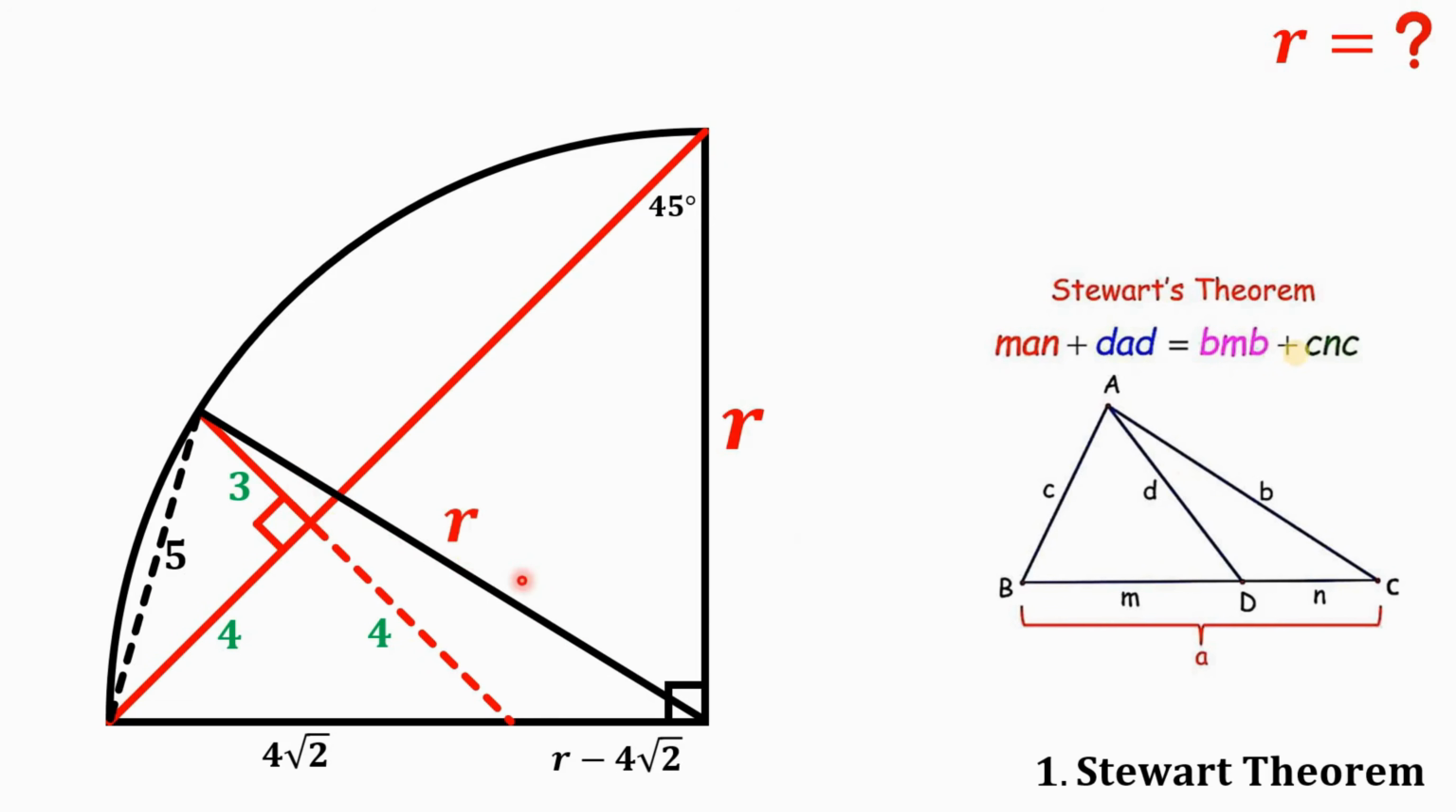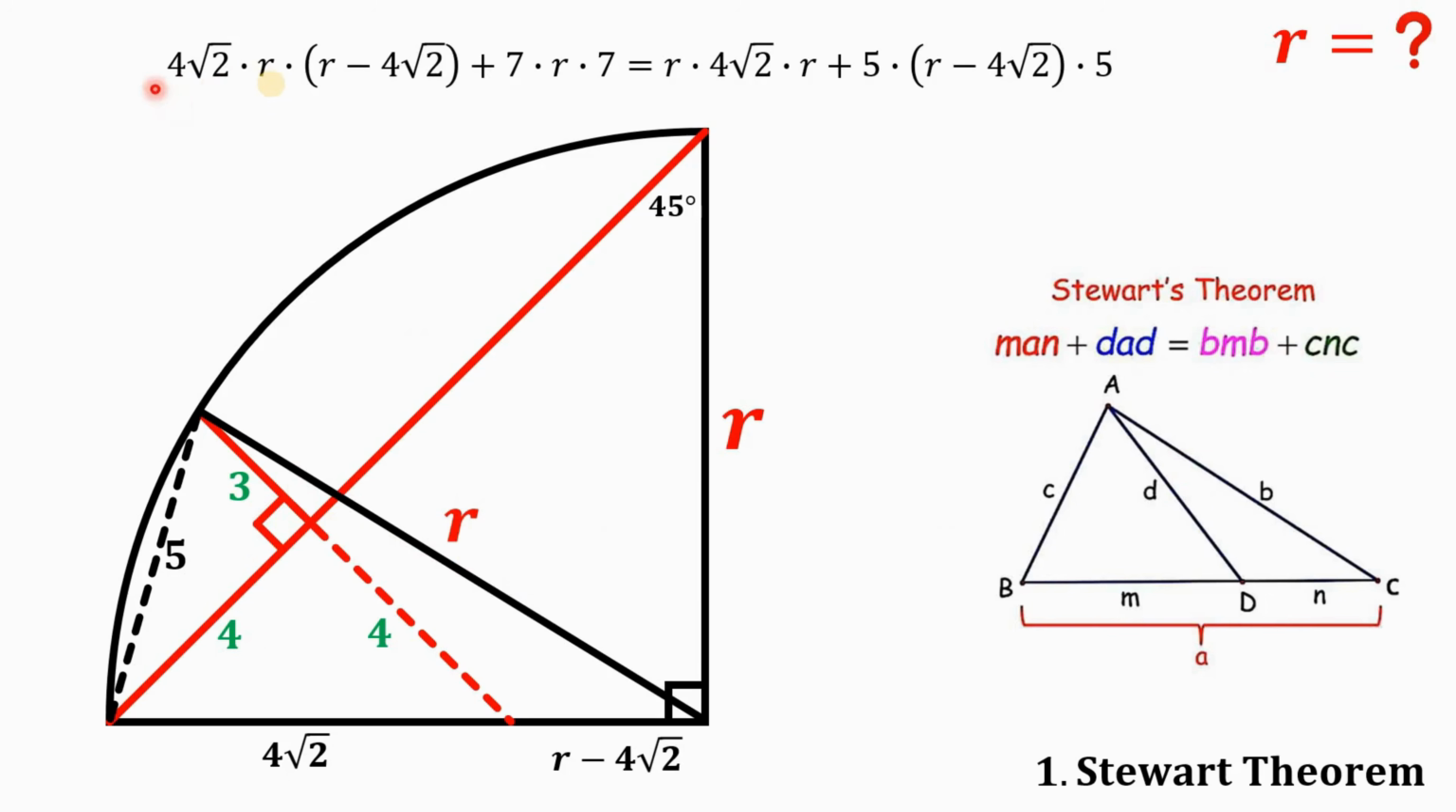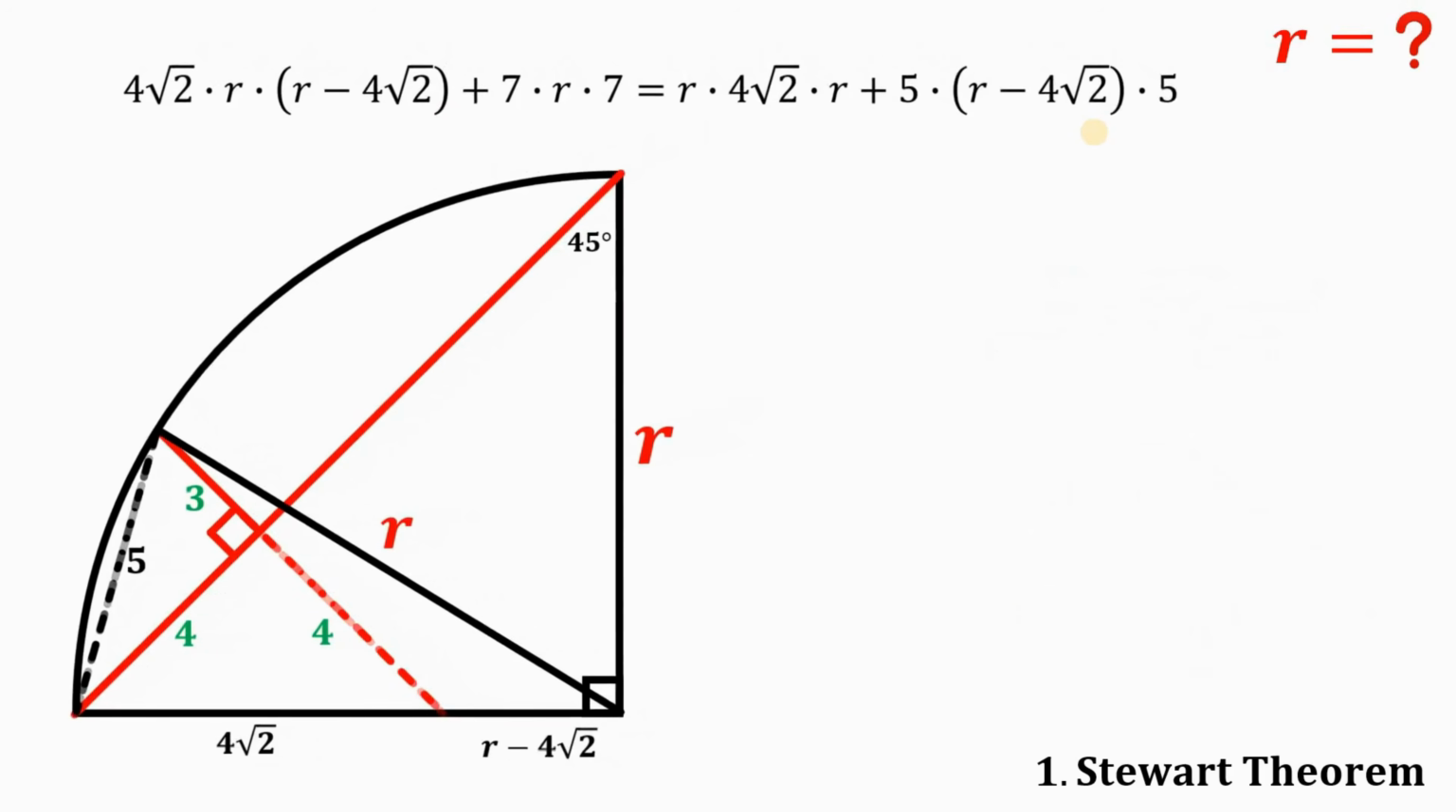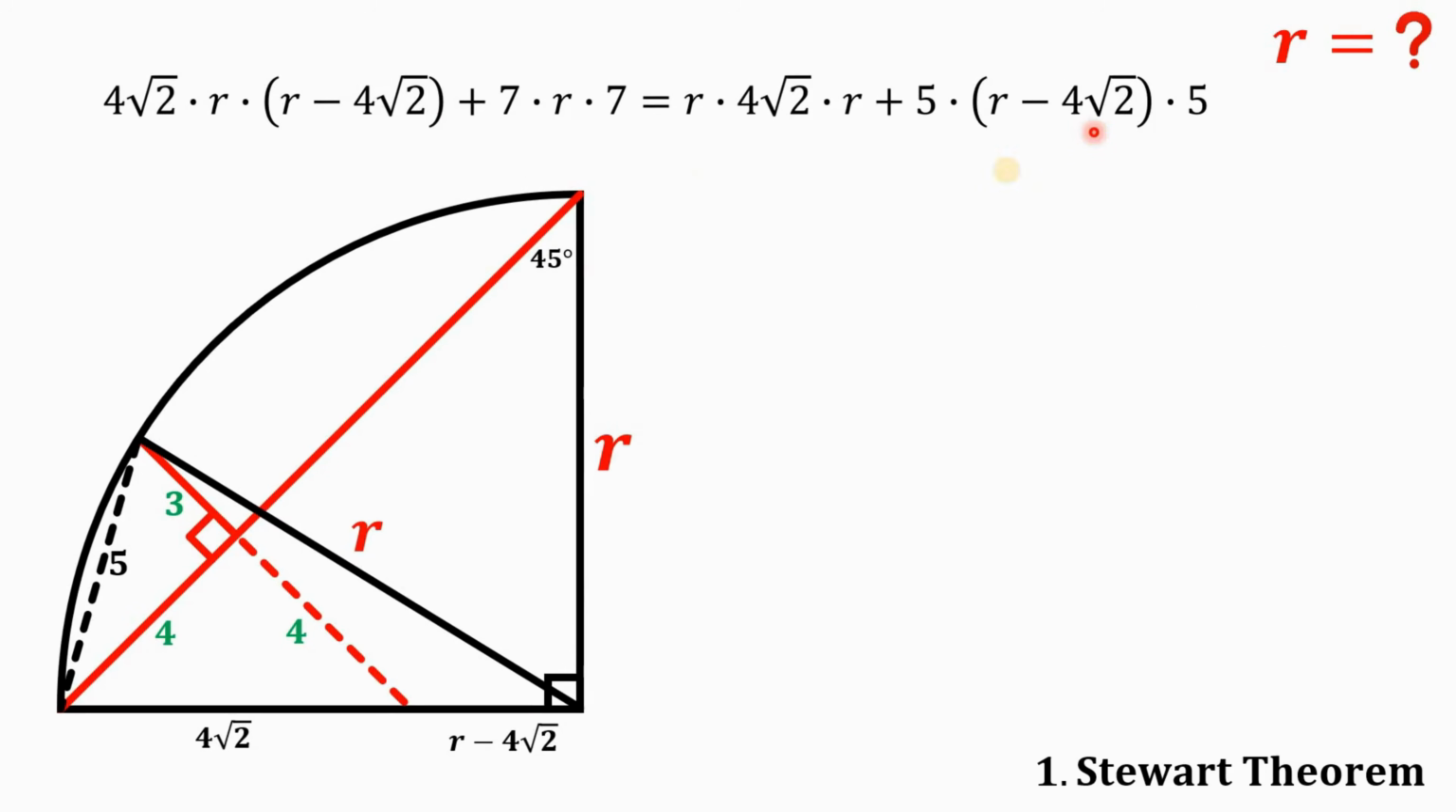And now, using the concept of Stewart theorem on our figure, we can say that 4 square root of 2 times (r minus 4 times square root of 2) plus 7 times r times 7 equals r times 4 square root of 2 times r plus 5 times (r minus 4 times square root of 2) times 5. This is exactly this mnemonic, man plus dad equals bomb plus sink. So now let's focus on this equation and let's simplify and find the value of r.